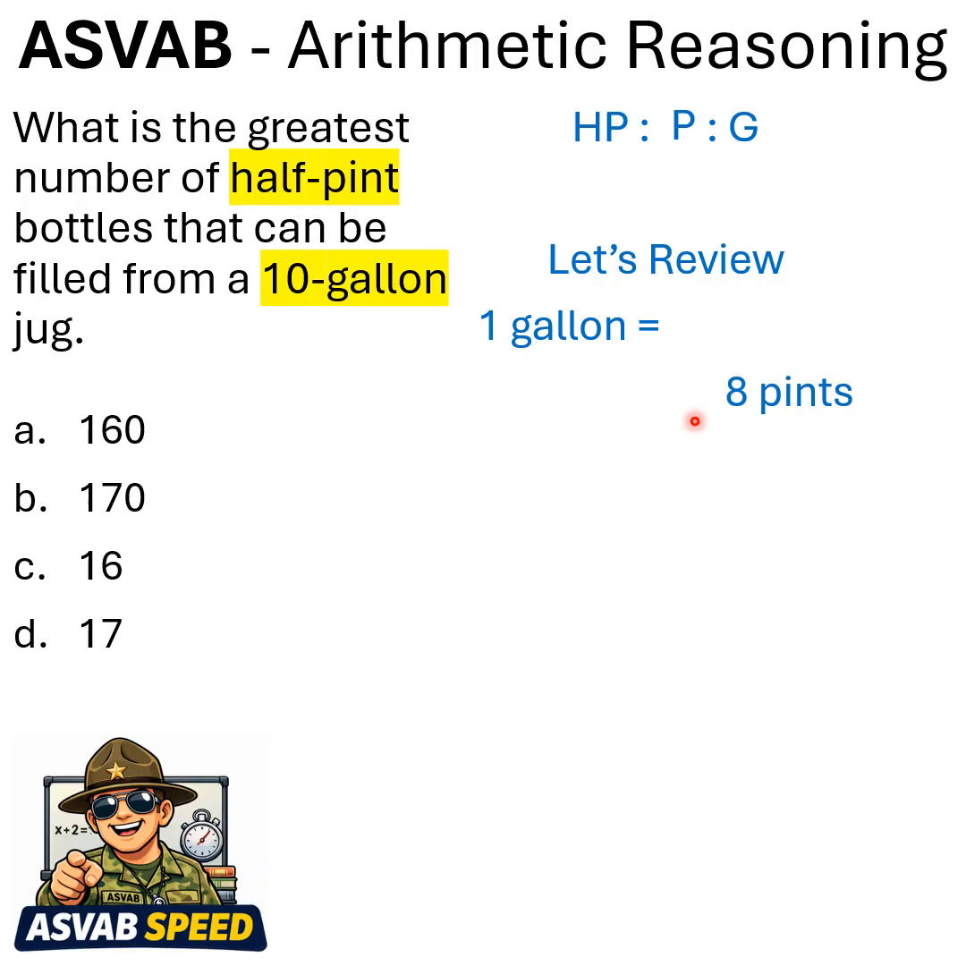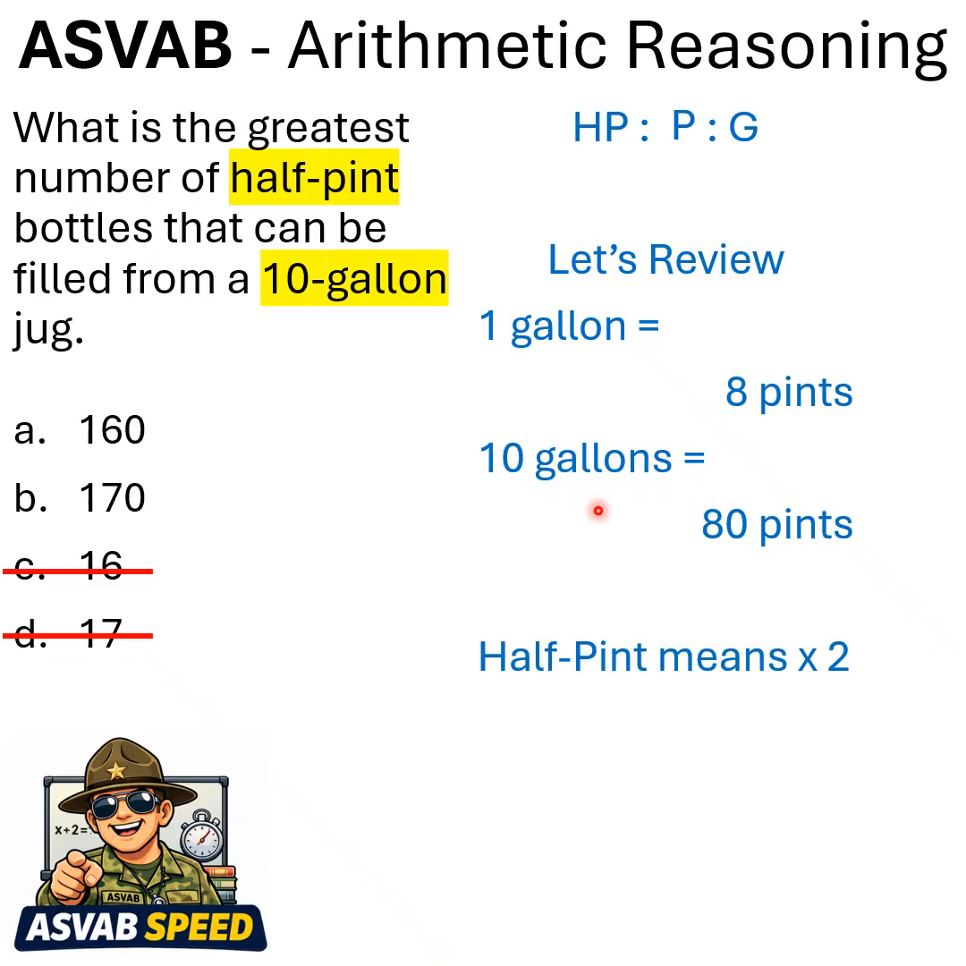Do you remember? 8 pints. That's right. Now, knowing that, let's look at our answers, because 16 doesn't make sense and 17 doesn't make sense. But we need more than 1 gallon. We need 10 gallons. 1 times 10 is 10 gallons. 8 times 10 is 80 pints. And we have to get down to half pints. That means we're going to multiply by 2. 80 times 2 equals 160. Answer A, 160.